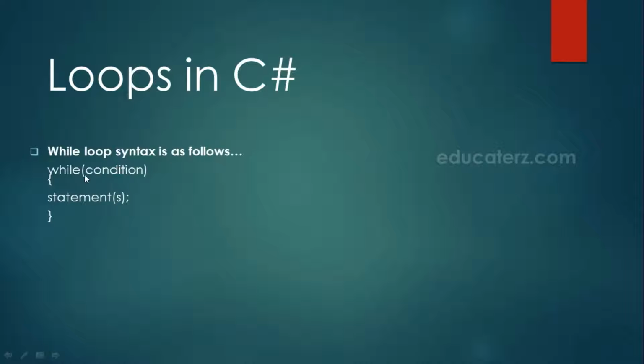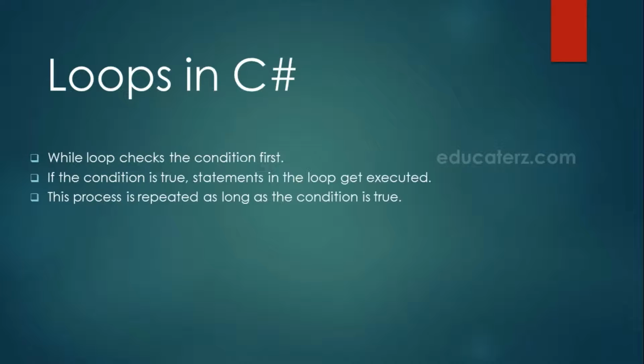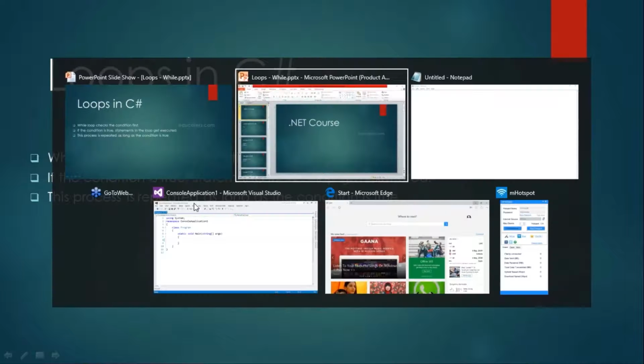While loop syntax: while, then the condition, and then the statements get executed. The rules for a while loop are: the while loop checks the condition first. If the condition is true, then the statements in the loop get executed. This process is repeated as long as the condition is true. Let us see that with an example. Let us flip to Visual Studio.